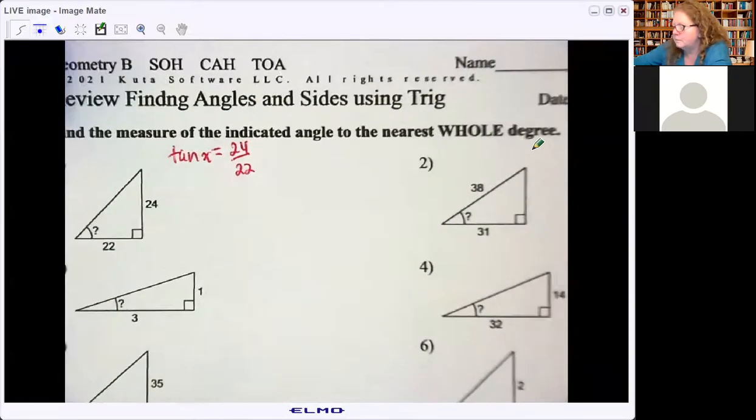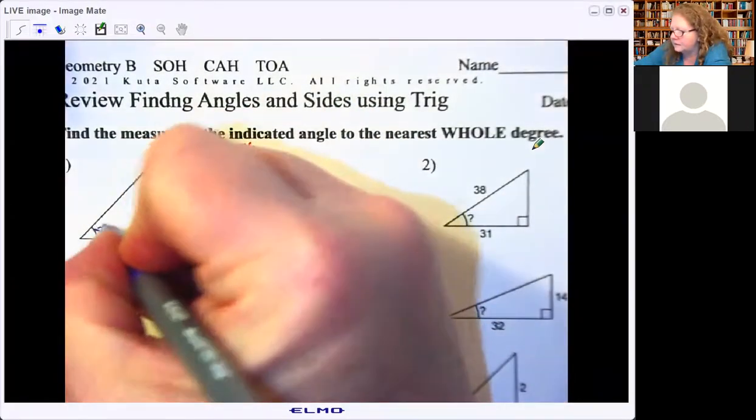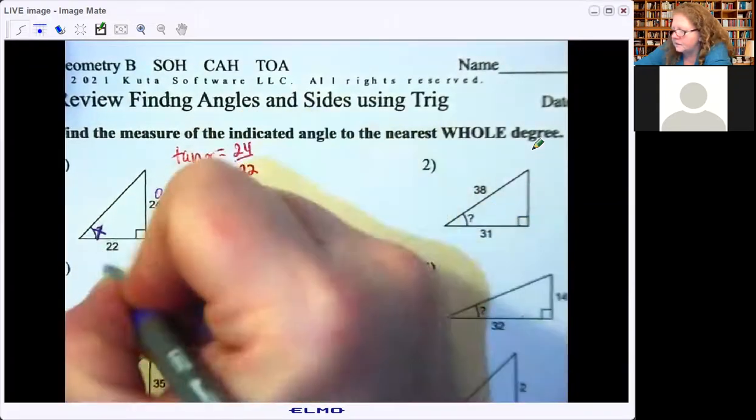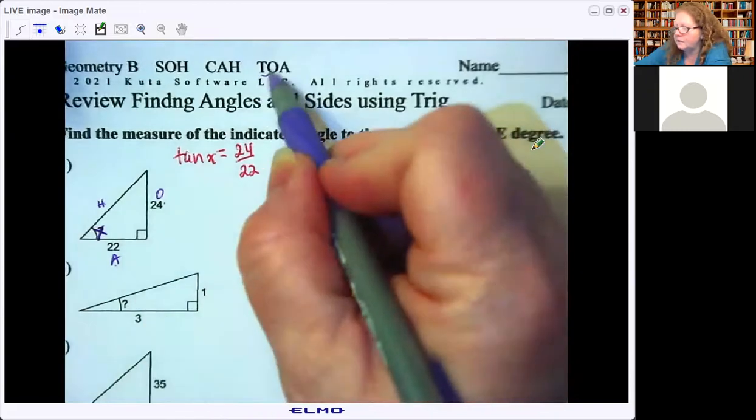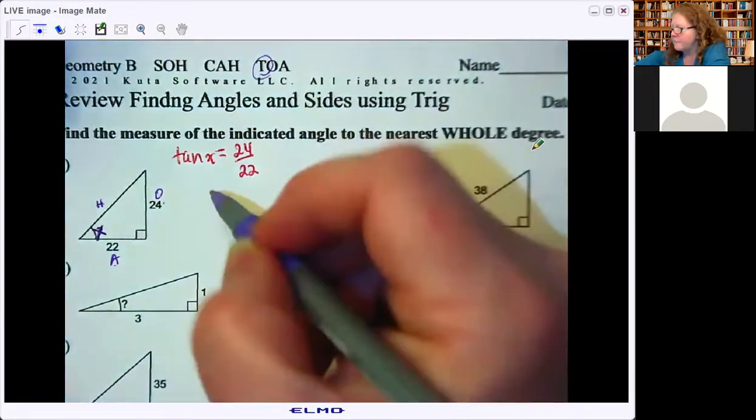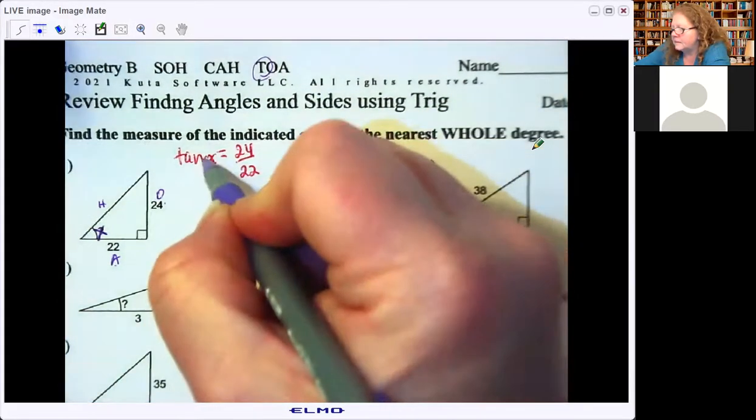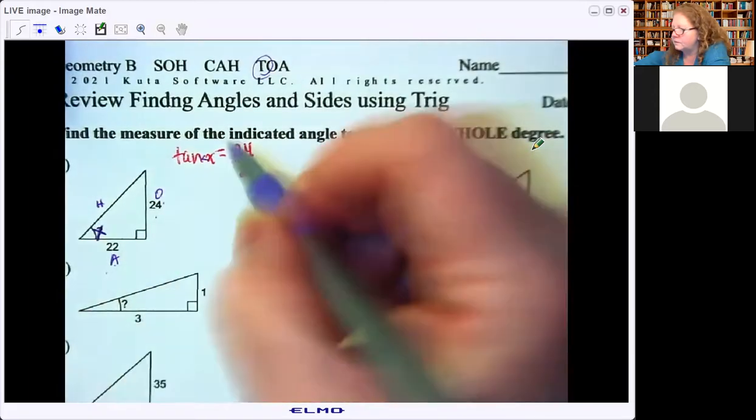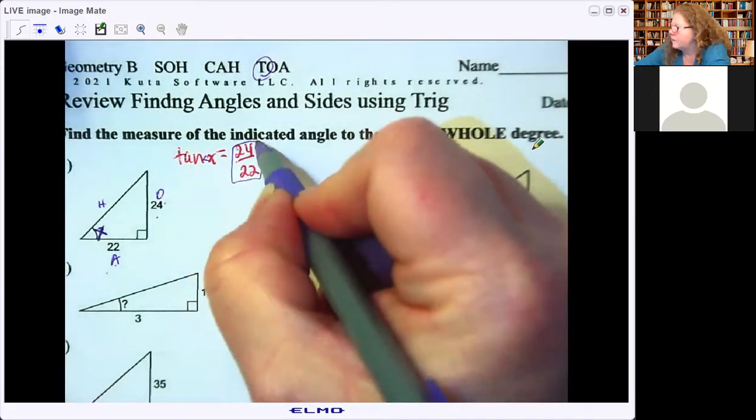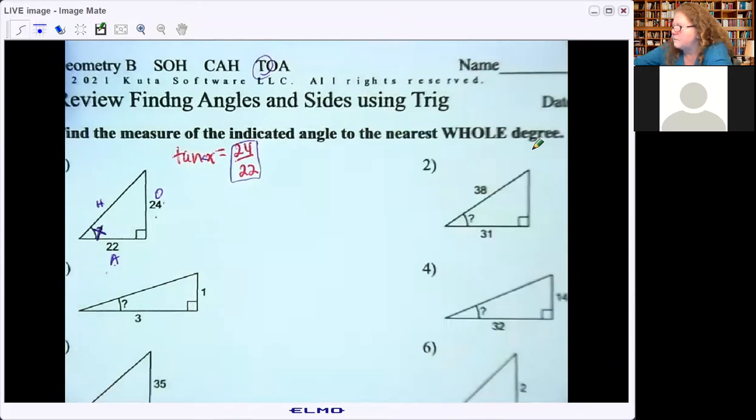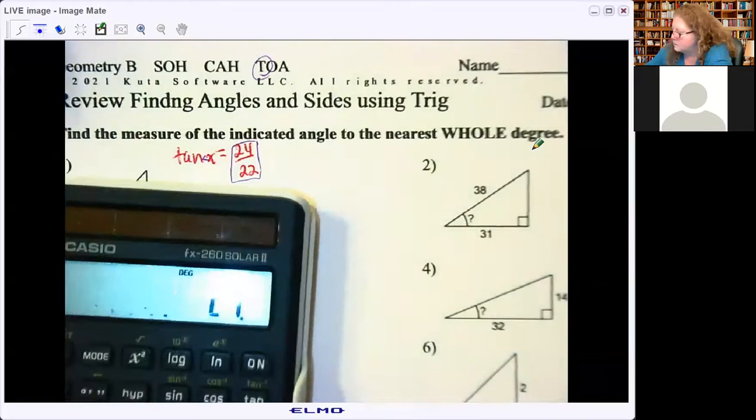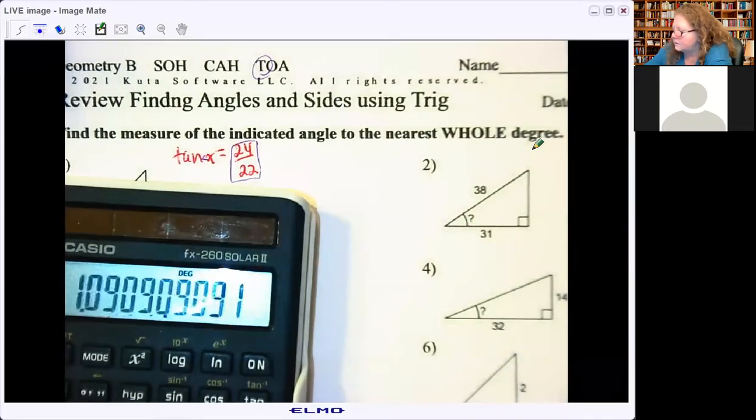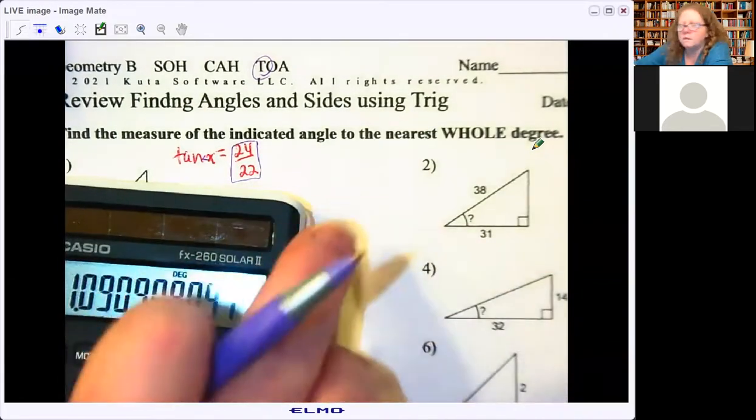So number one, if we call this angle x, this is our opposite, hypotenuse and adjacent. Since we have an O and an A, we're going to use tangent. Tangent of our angle x is equal to 24 over 22. If we convert this to a decimal, 24 divided by 22, so 1.0909.